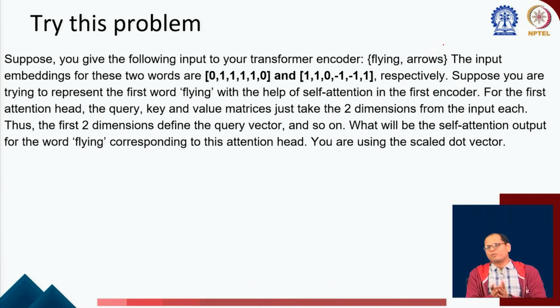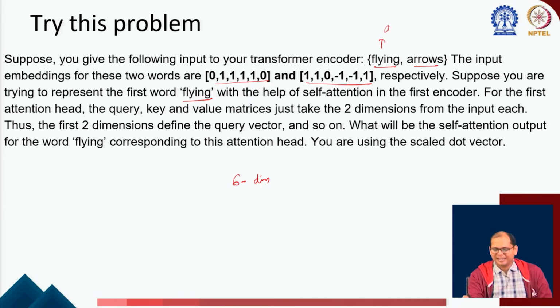You can also try this problem. It is a toy problem. So, suppose you have 2 words in your input, flying and arrows, and what is given to you is that the embeddings of these words are 6 dimensional. So, 6 dimensional embedding for both the words, there are 2 words in the sequence, and you are trying to represent the first word flying. That means you want to get the self-attention output for the word flying.